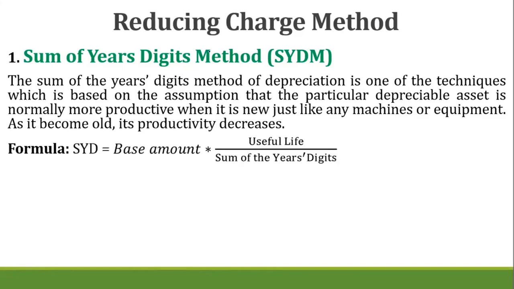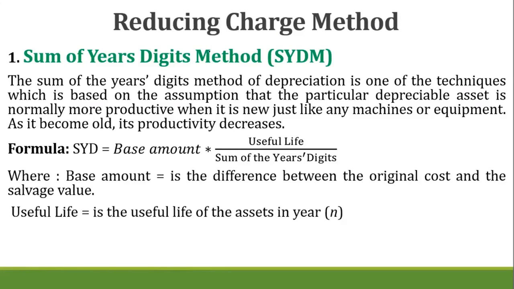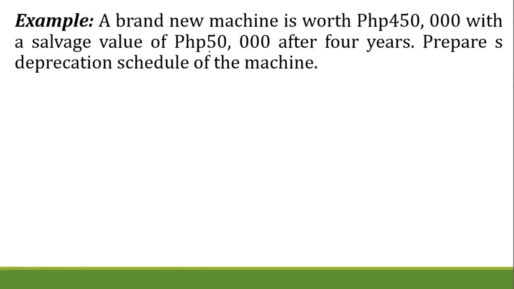The formula for the sum of years digits is equal to the base amount times the useful life over the sum of years digits. The base amount is the difference between the original cost and the salvage value. The useful life is the useful life of the asset in years, denoted by N. And the sum of years digits is equal to N times the quantity of N plus 1, over 2.